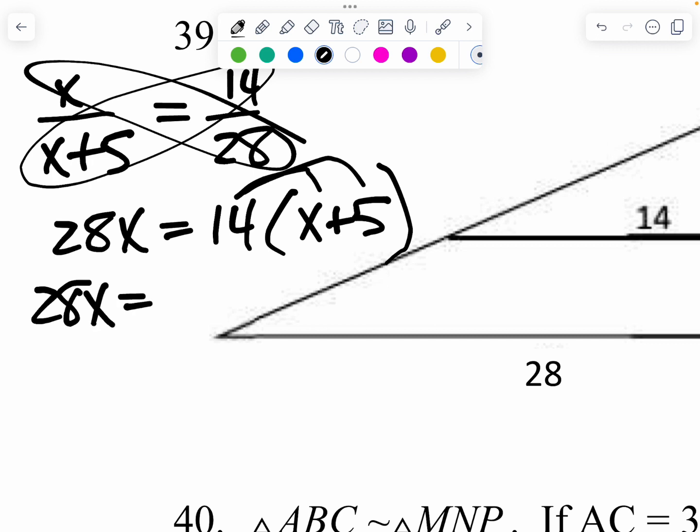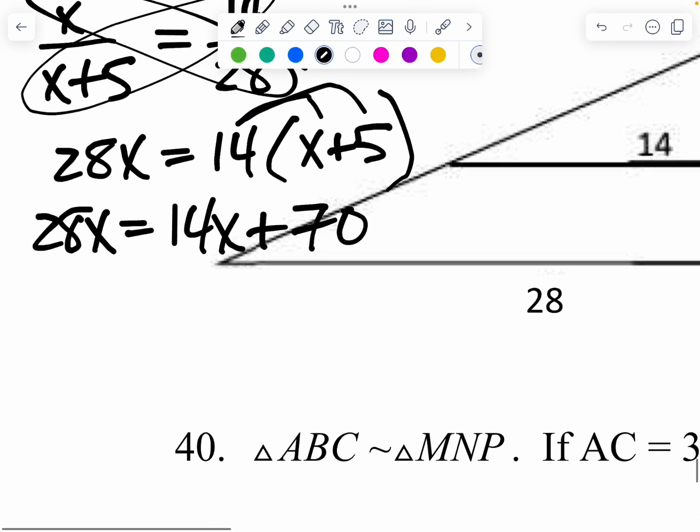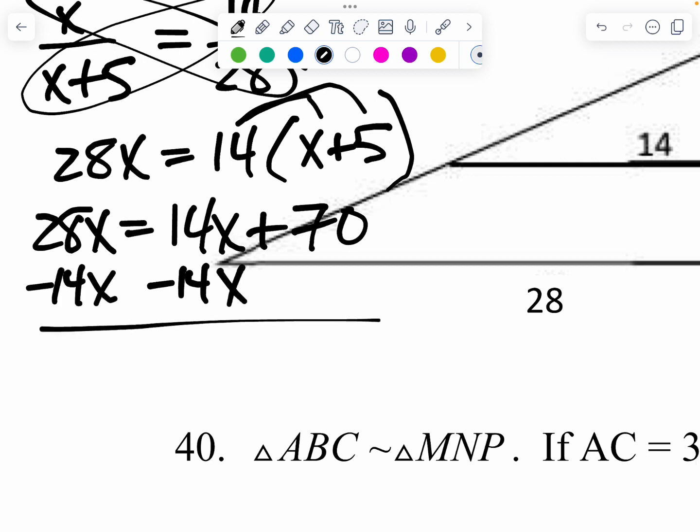28x equals, when I take 14 times x, I just write 14x, and I'm going to keep the plus sign, so I'm going to put plus. And then when I take 14 times 5, I believe that gives me 70. Okay, I'm now going to combine my like terms. So I need to combine my x terms. So I'm going to subtract 14x. Why am I doing that? Because it's positive. Positive 14 minus 14 cancels, and whatever you do to one side, you have to do to the other. 28x minus 14x is 14x.